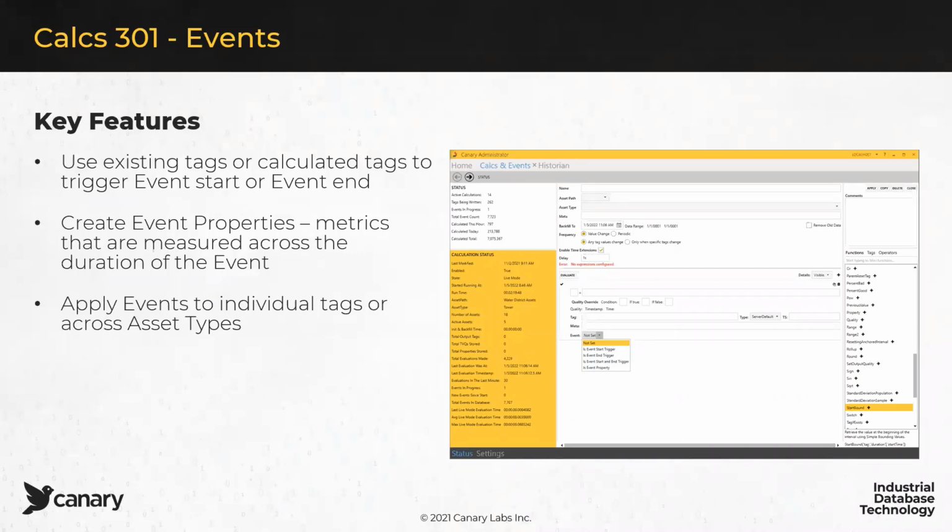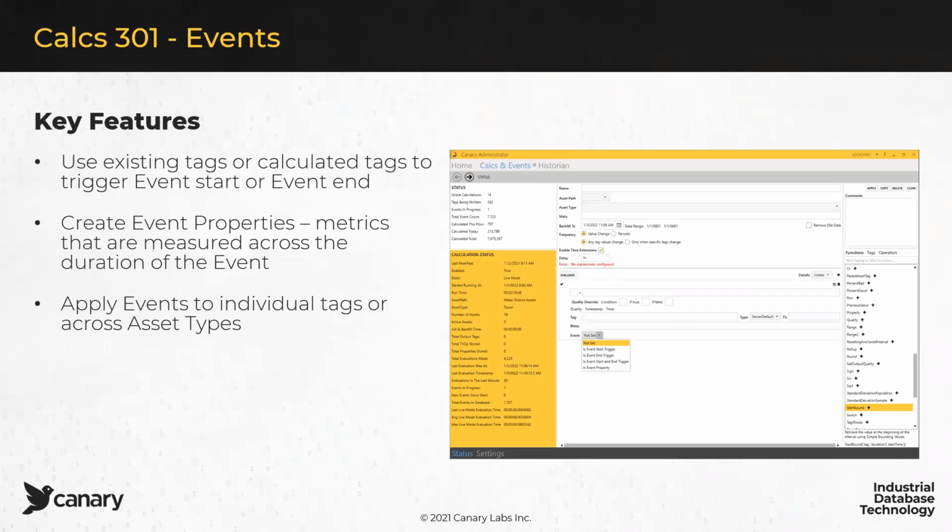I want to cover a few of the key features that you can find for events within the Canary admin. Quickly, to frame this, this would be a feature that system administrators would use to configure rules to watch the historic data or real-time data for event triggers. So rules that you define to start an event, rules that you define to end an event. And you can do this inside of the Calcs and Events service.